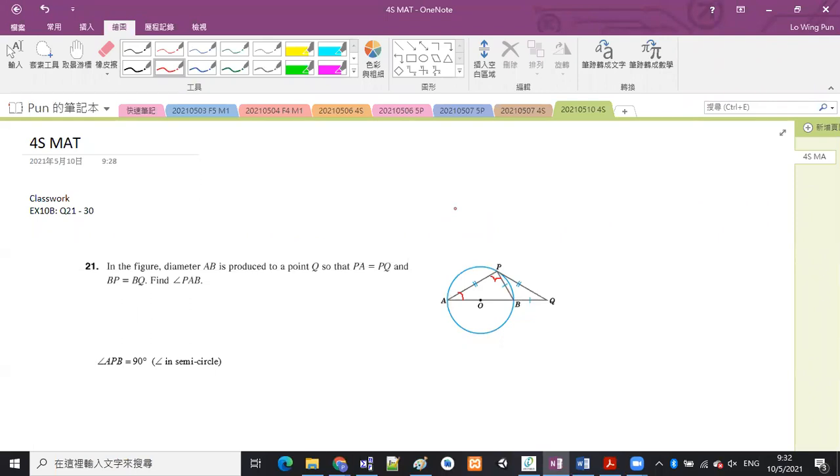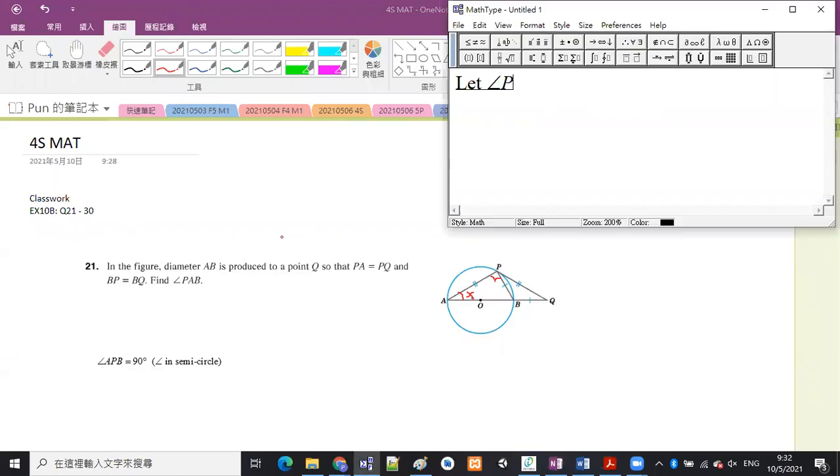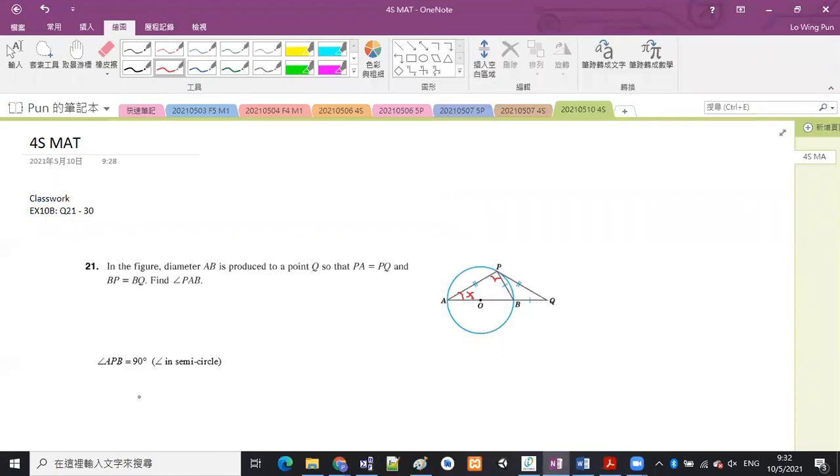Let angle PAB be x. This is x. In this case, PA is equal to PQ, and triangle PAQ will be an isosceles triangle.